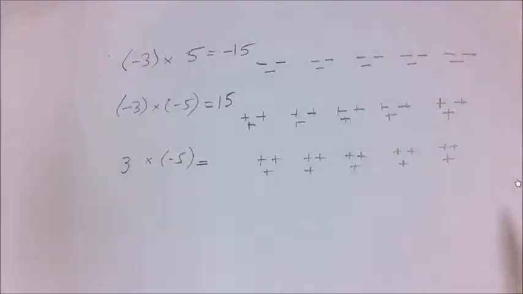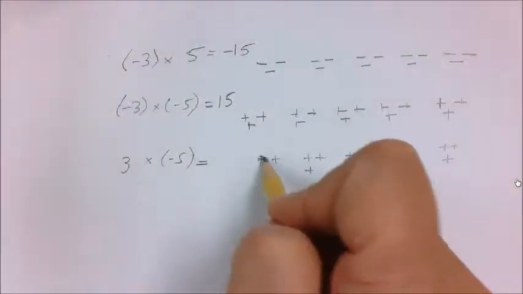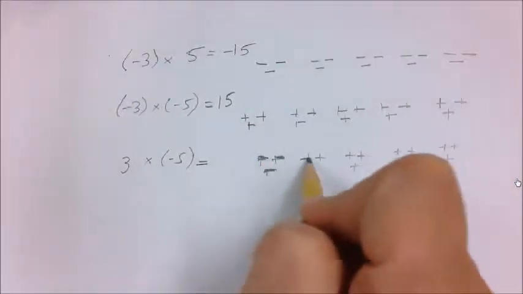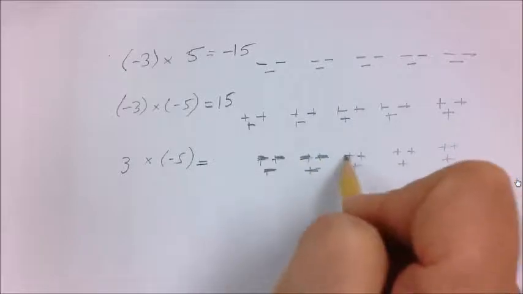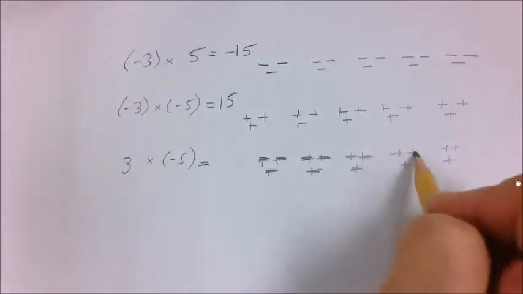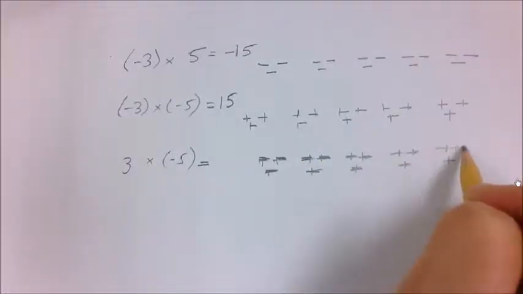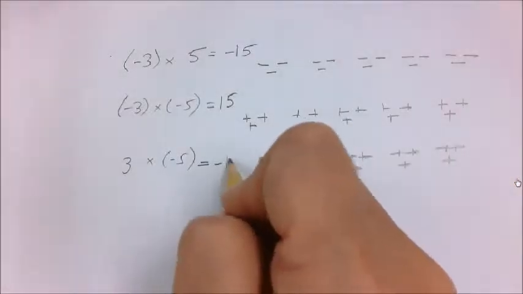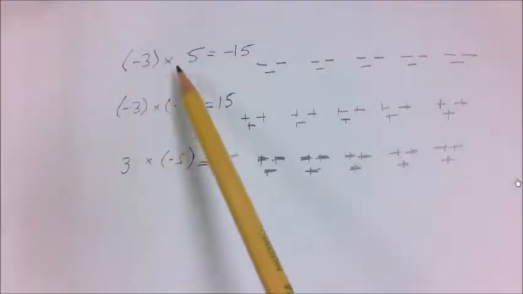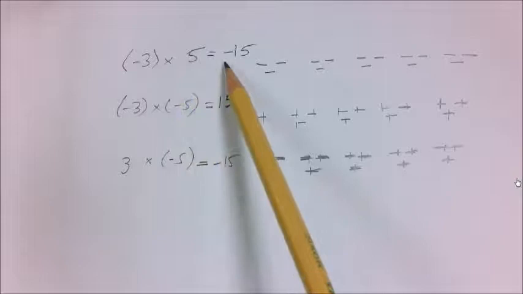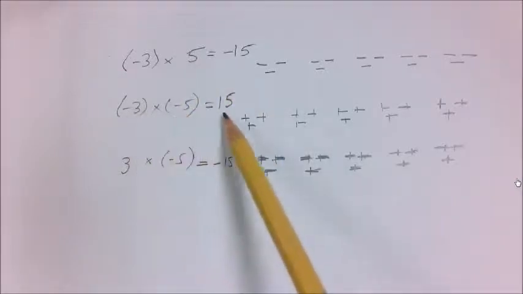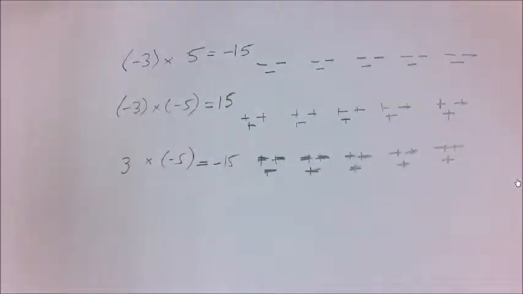And there's going to be 5 groups of 3 positives, but it's -5, which means after I make my 5 groups, I'm actually going to make them all the opposite. So turn them back into negatives, making them the opposite. So what am I left with in the end? I have 15 objects, but they're all negative. And that's your rule: negative times positive is negative, negative times negative is positive.